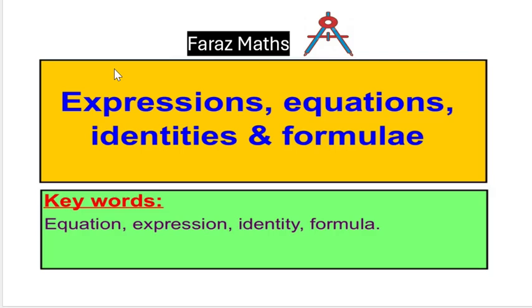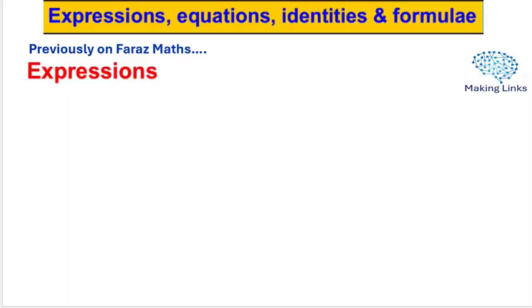It's Mr. Faraz Hassan here, and in this video we are talking about expressions, equations, identities and formulae. So what is an expression? Let's start with the example 2 plus 3. 2 plus 3 is what we call an expression, a numerical expression. You're just stating the fact that we are considering 2 add 3. No one asks you to solve it, to answer it. There is no equal sign there. It's just an expression, the number 2 add the number 3.